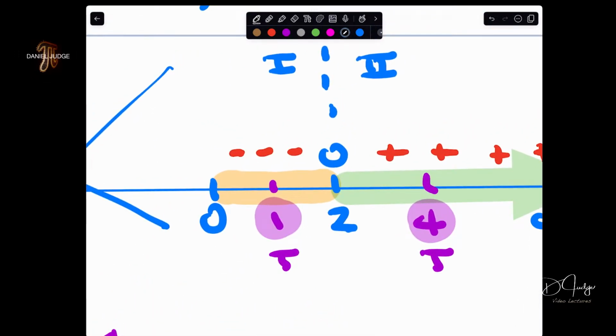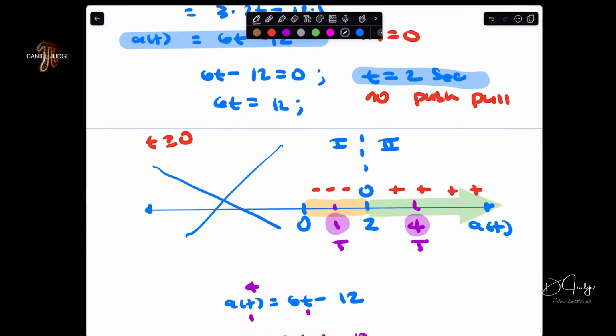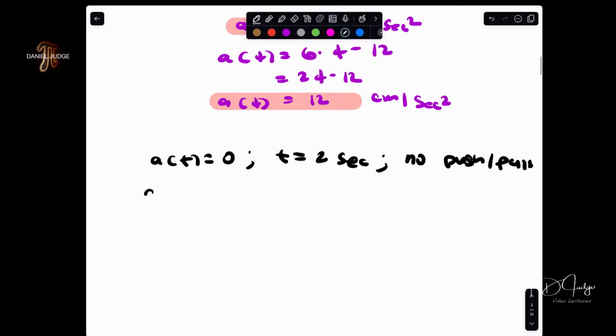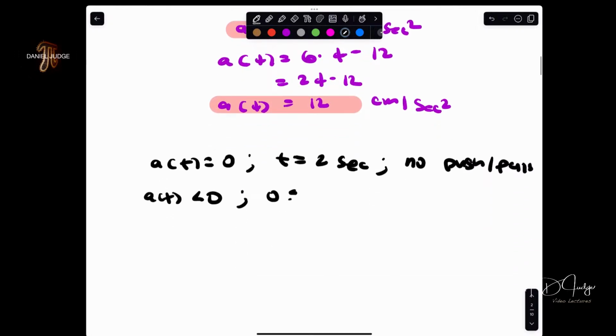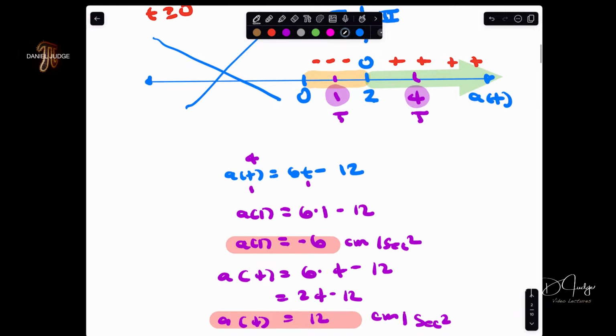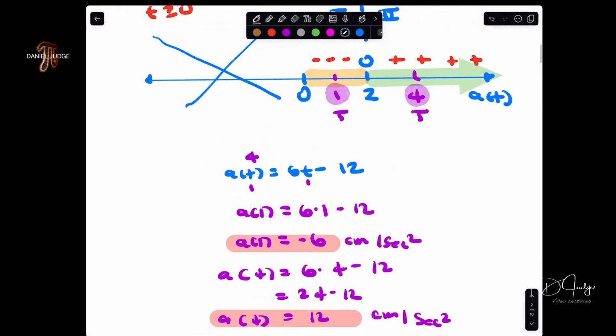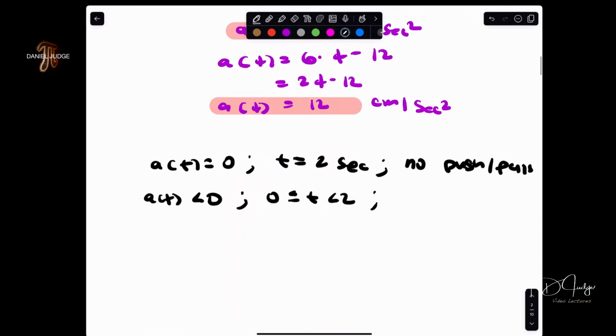That's for time values between 0 and 2. So between 0 and 2, acceleration is negative. We're going to have to describe that interval as between 0 and 2, including 0. It has negative acceleration. That means a particle is pushed or pulled to the left. I'll just say you have a left pull.